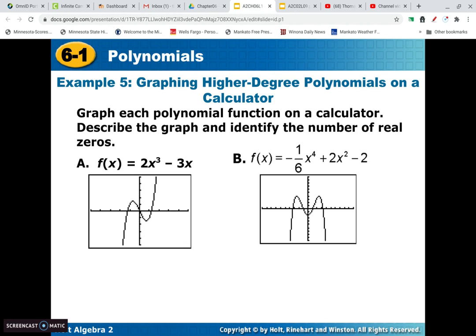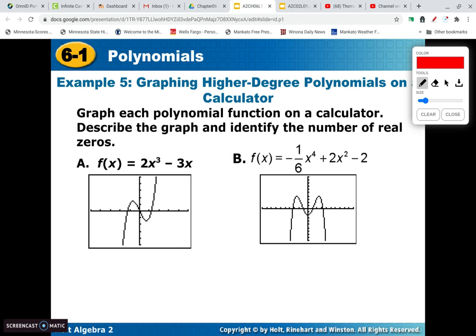But if we describe the graph, well, if we describe A, it's a cubic. Obviously, going from left to right, it is increasing. And then if we want to identify the number of real zeros, we're really just looking at how many different spots it crosses the x-axis. Looks like one, two, three. Okay, so three real zeros. And any coincidence that that's the degree? I don't think so. There's no coincidence there.